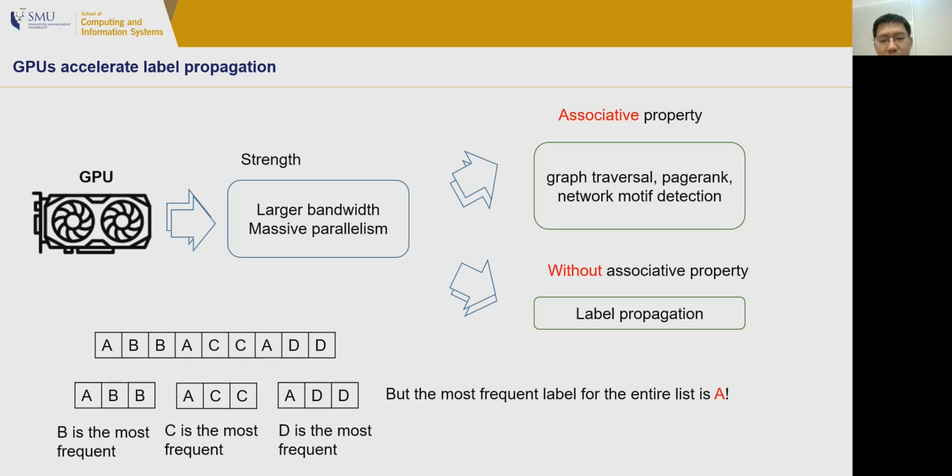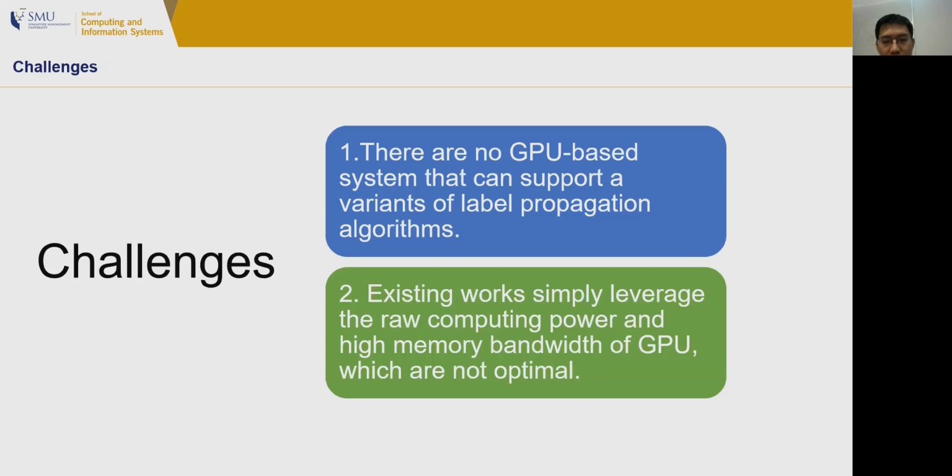For instance, suppose we have a list at the bottom of the slide. If we divide it into three parts and find the most frequent label individually, for the first part, B is the most frequent. For the second part, C is the most frequent, and for the third part, D is the most frequent. But when you investigate the entire list, A is the most frequent label. Thus, it's hard to directly distribute the workload for parallel computation.